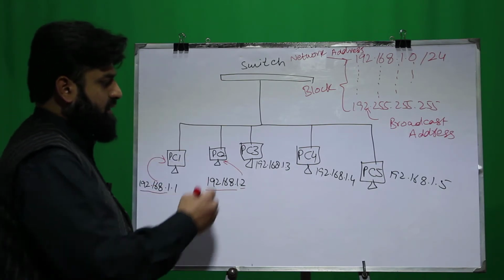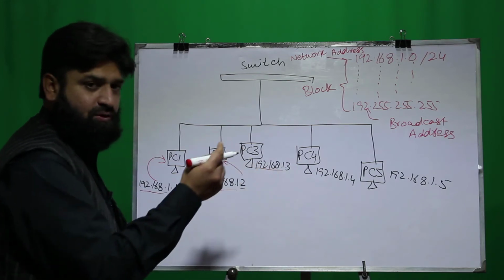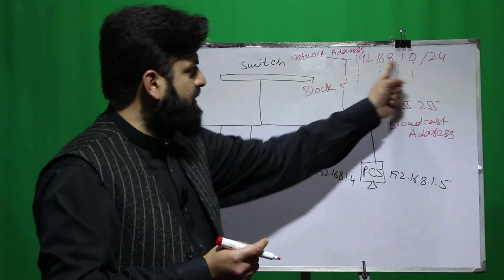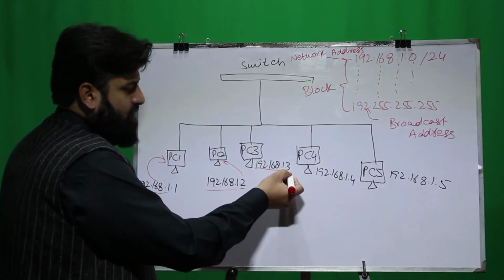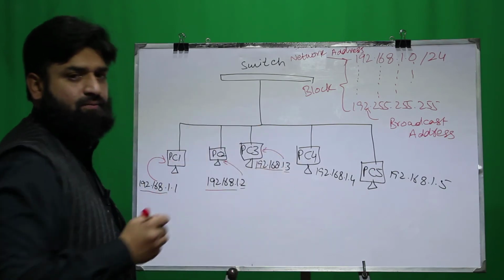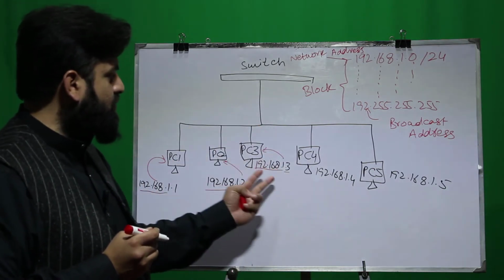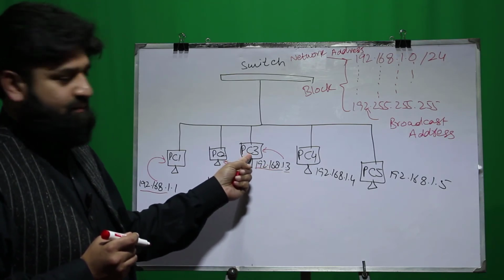Coming to the third PC, 192.168.1 will remain constant, as we can see. It is the network address. But the change will occur in the 4th octet, and it will refer to your PC3. So together they constitute an IP address which uniquely identifies this PC3.